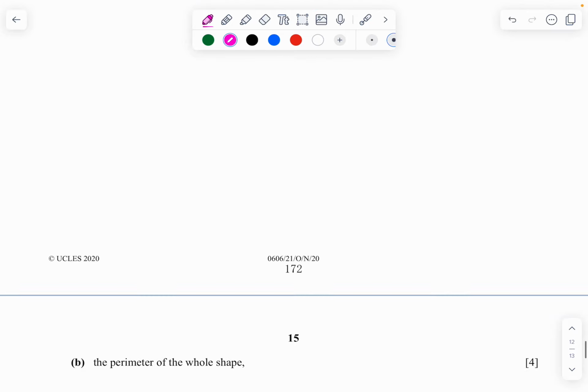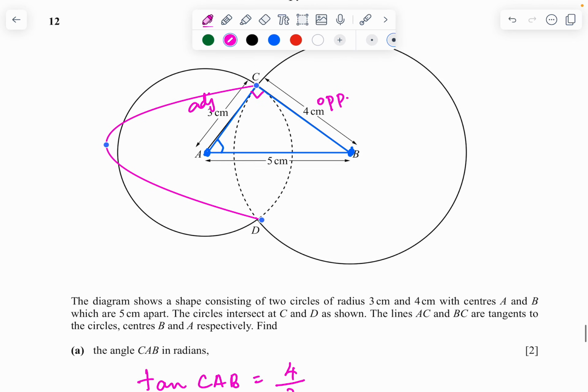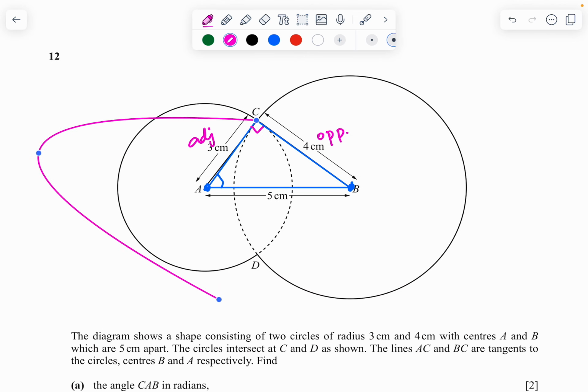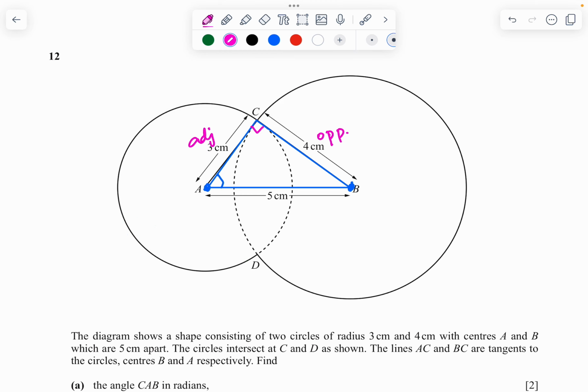The perimeter of the whole shape. Okay, so the perimeter of the whole shape is all this, right, until here. Now this is not a good one. Let me cut it and just draw again. So basically you need to find the perimeter of this thing.